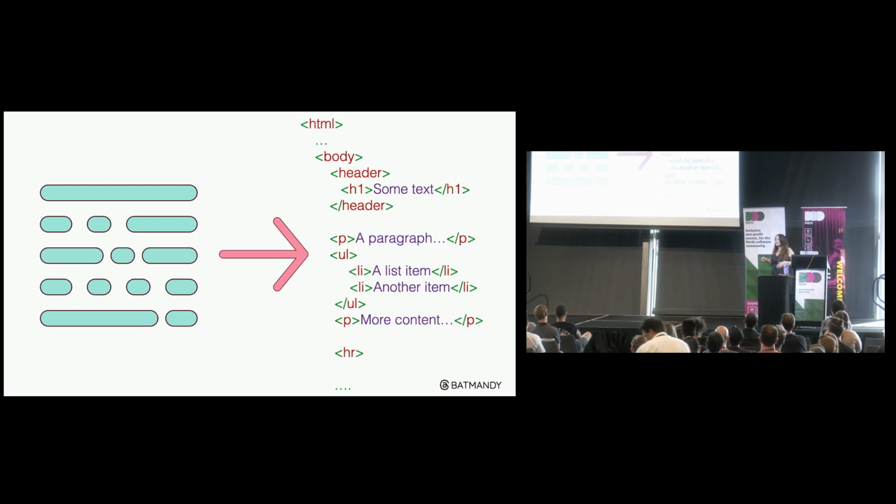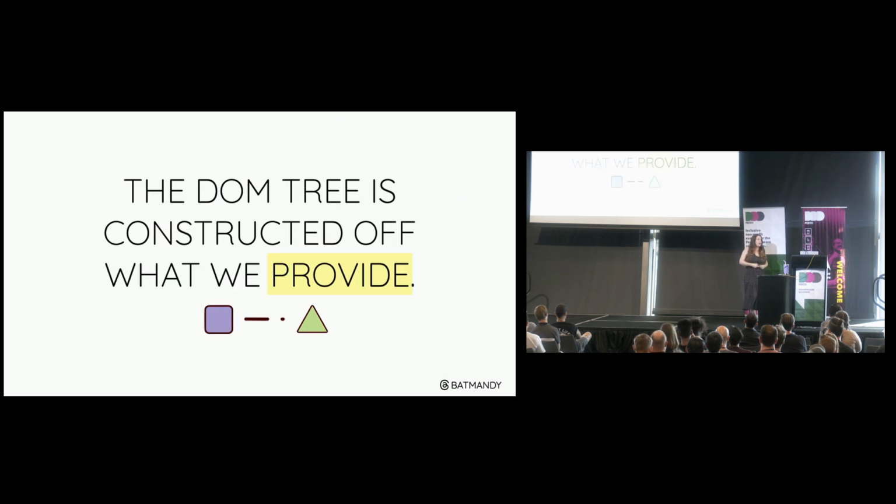Now, there are a few other things, but they're not very important for today, so we'll just focus on the DOM tree, which is constructed off what we provide. If you request a div, that's what it's going to create, right? It doesn't care what the HTML is, it's just going to do what we've asked for, like literally every other coding language that we use, right?